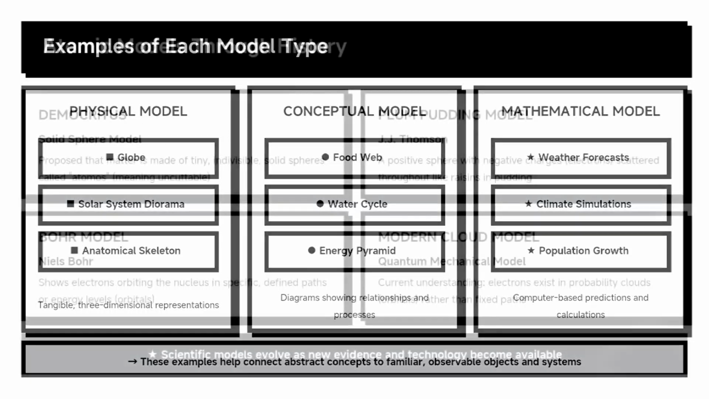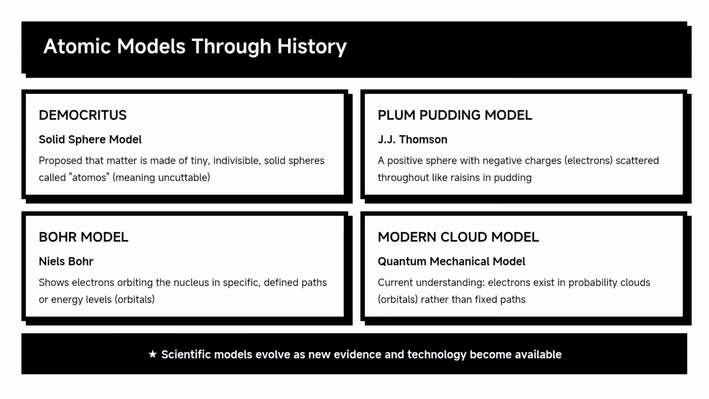Now, let's look at how atomic models developed over time. Democritus proposed that atoms are solid and indivisible spheres. The plum pudding model described the atom as a positive sphere with negative charges scattered inside. The Bohr model showed electrons moving in specific orbits around the nucleus. Finally, the modern cloud model explains that electrons move in a cloud-like region, which is our current understanding.